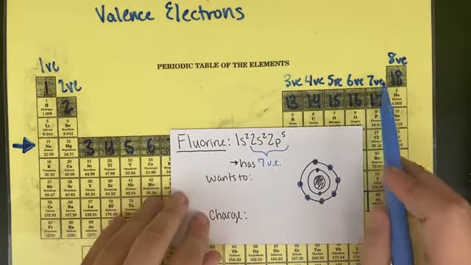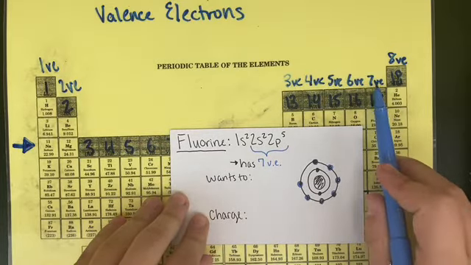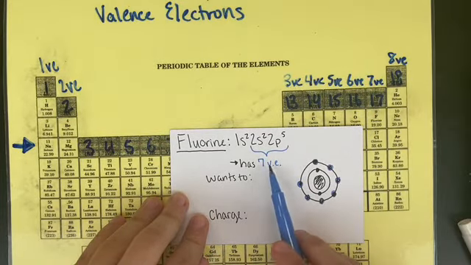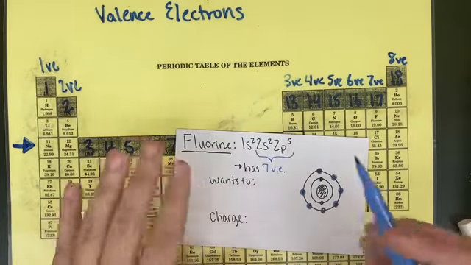Let's look at fluorine as another example. Fluorine, we said, is in group 17, so that means it has 7 valence electrons. If it has 7, remember the magic number is 8.